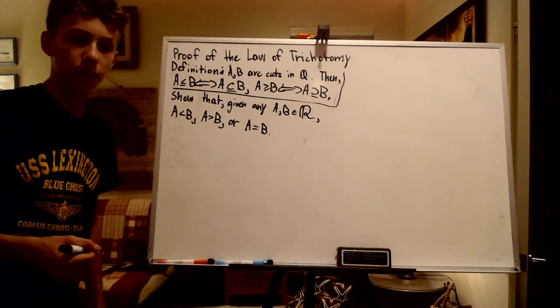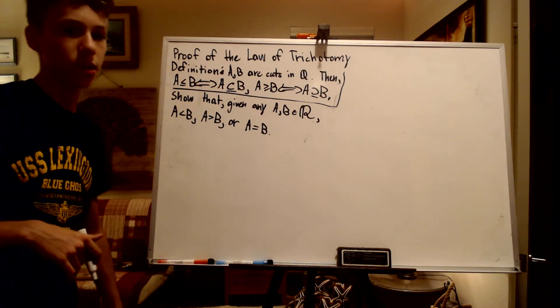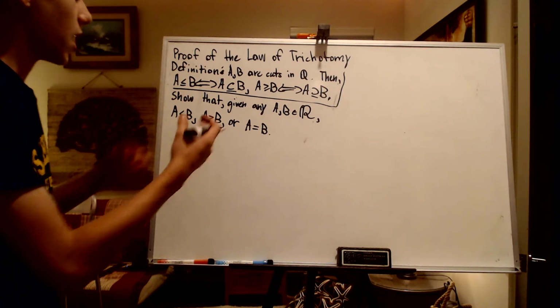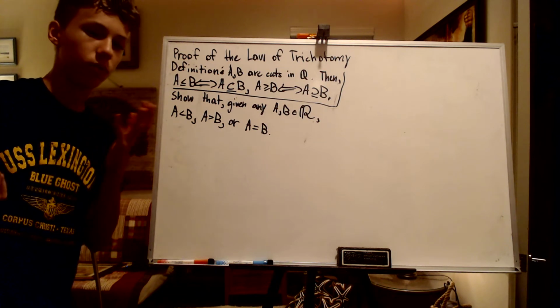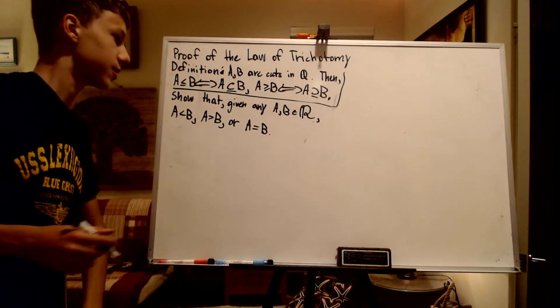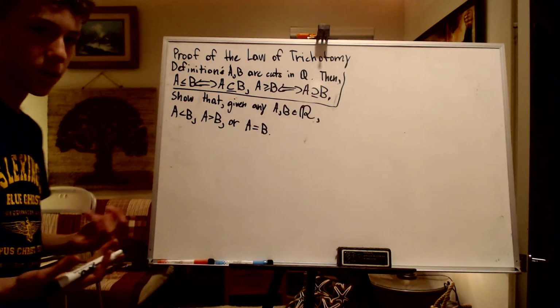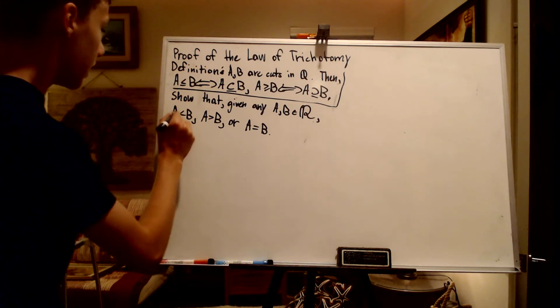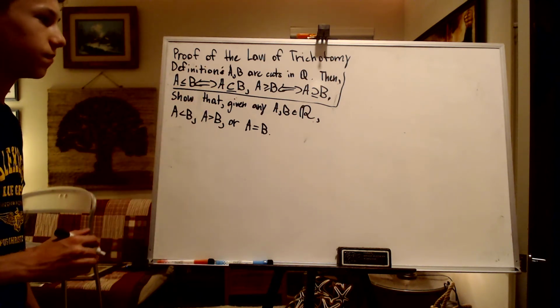That's familiar notation from real numbers, and that's exactly how we're transitioning from Dedekind cuts to real numbers. We are thinking of them as synonyms. Now we want to show that given any real numbers A and B, in other words Dedekind cuts A and B, A is less than B, A is greater than B, or A equals B.